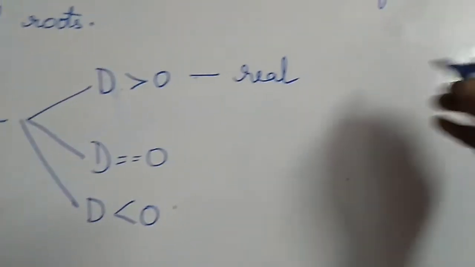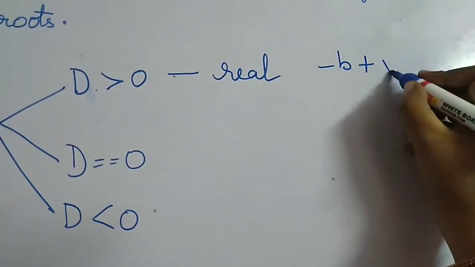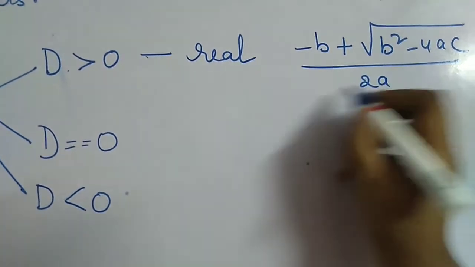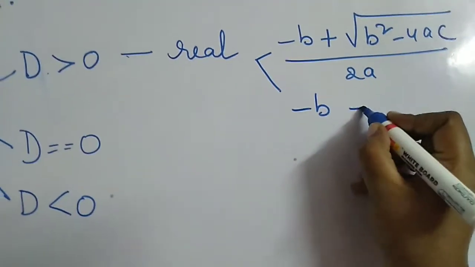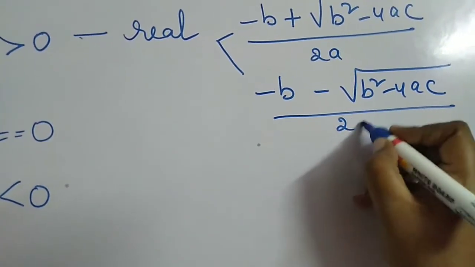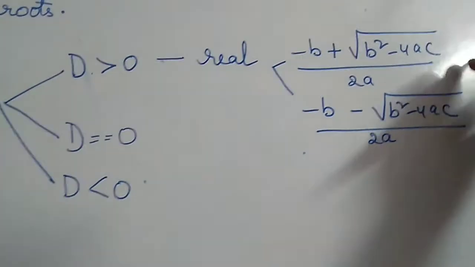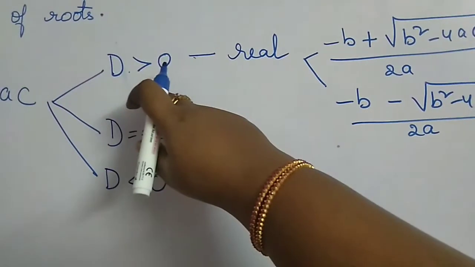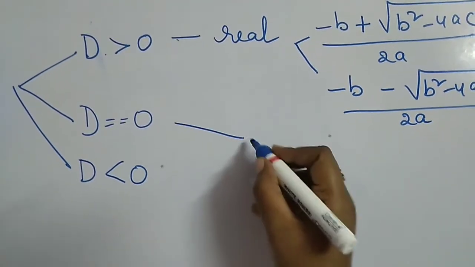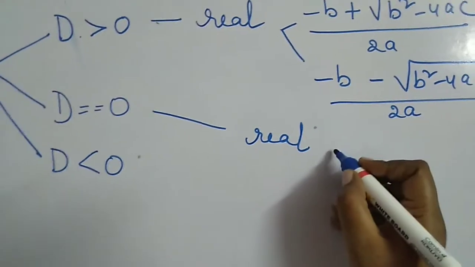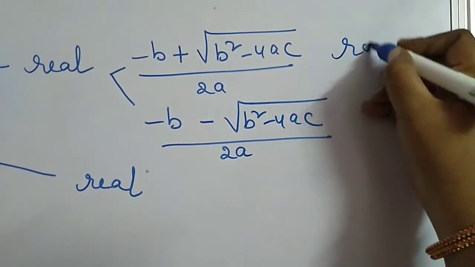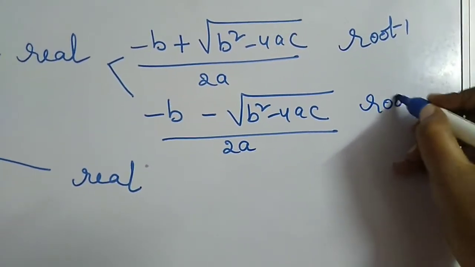The first root is minus b plus root of b square minus 4ac by 2a, and the second root is minus b minus root of b square minus 4ac by 2a. This is the output that you need to print if the value of d is greater than 0. If it is equal to 0, then the roots are real and they are same. Here you can say this is root 1 and this is root 2.